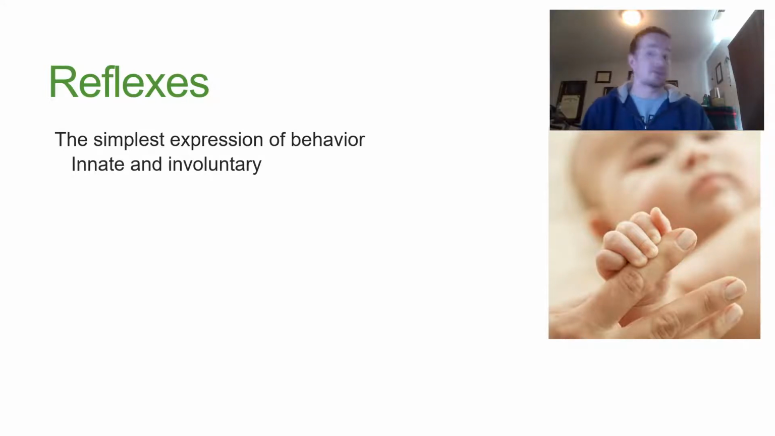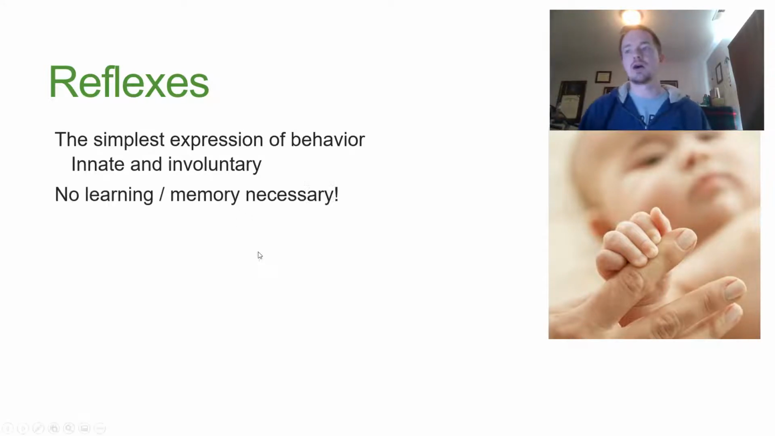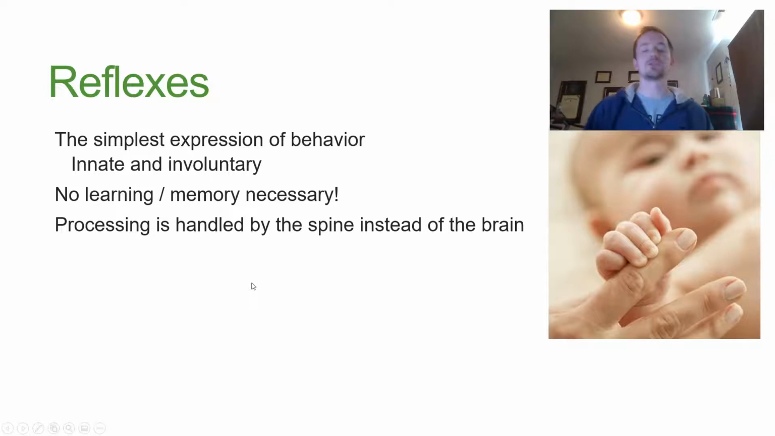The second word, involuntary, means that you can't help it. It doesn't matter what your feelings are about this thing. It doesn't matter if you want to or not. You do it. So they are involuntary and they are innate. You don't need any learning to do that, and that's because a lot of this stuff is going to happen at very primitive areas in the brain, sometimes in the very base of the brain, sometimes in the spine. These are things that don't require higher order processing to be able to do.